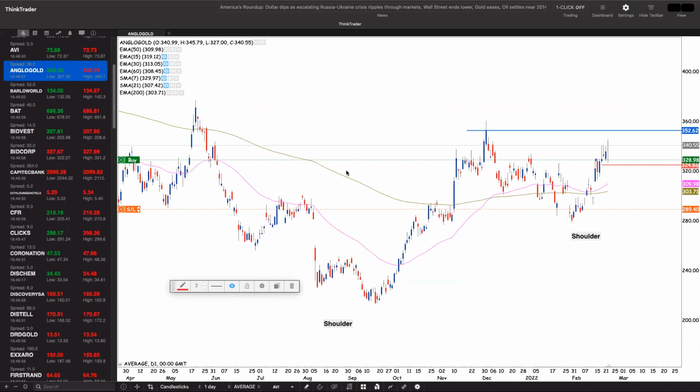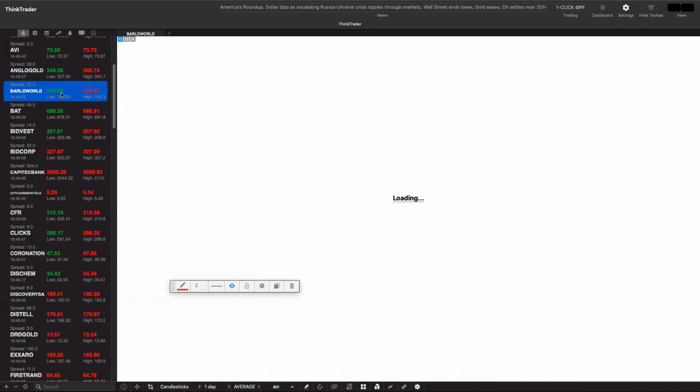So we move right along, looking at Anglo. Gold is looking quite bullish at the moment. So I'm waiting for a new high close at 352. So if it can close through 352, I'll raise my stop loss and perhaps add to the position. But for now, I'm holding on.